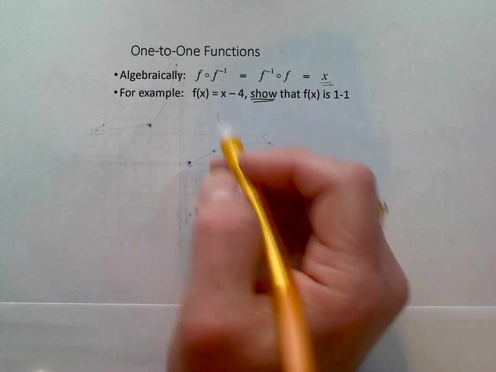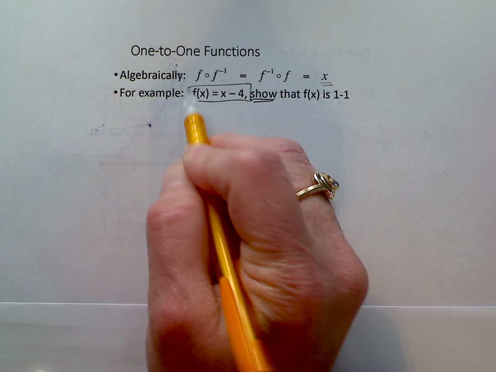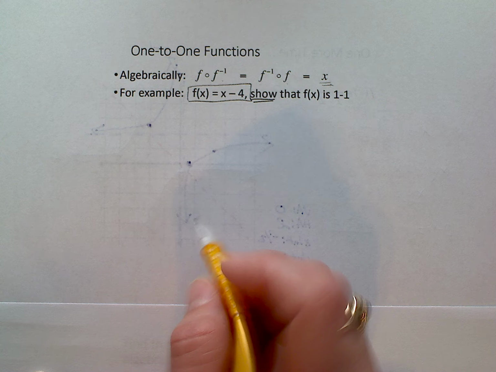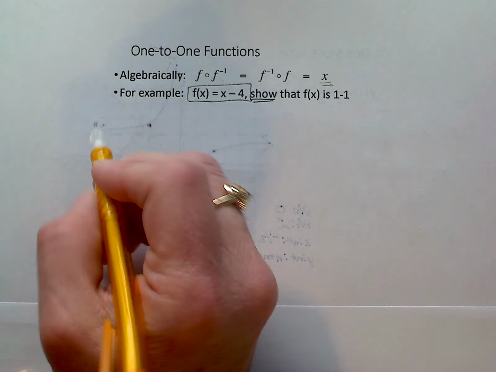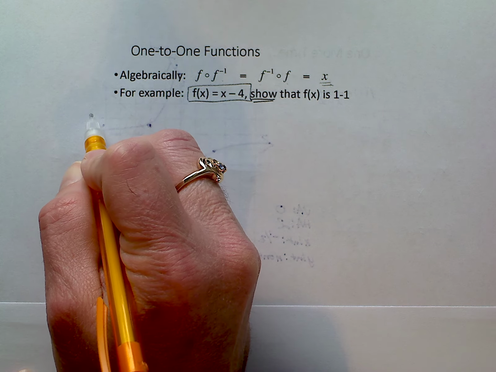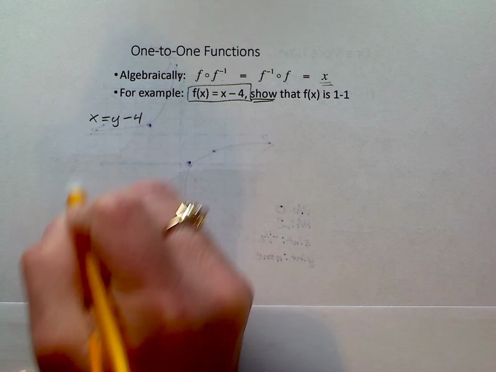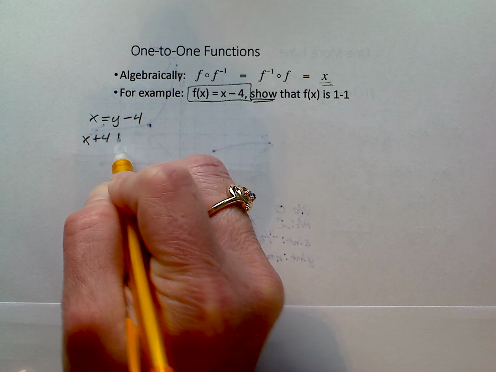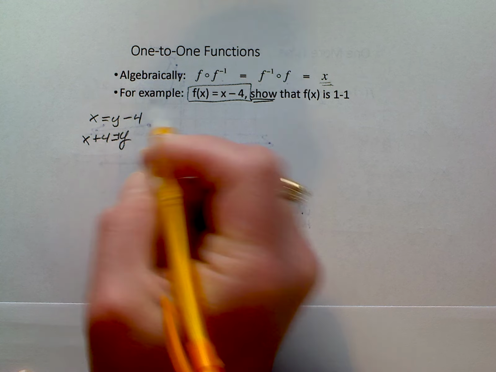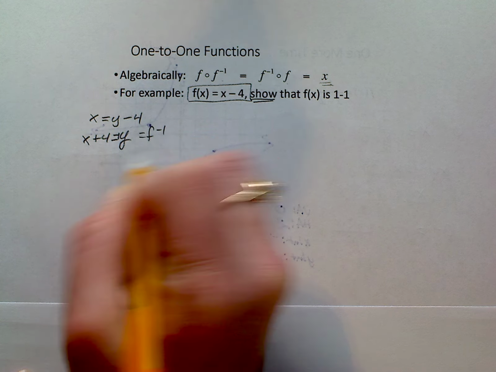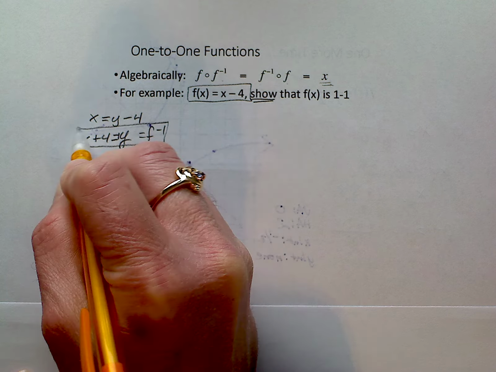Alright, so here's f of x. You know what we need? The inverse. So I'm going to go find his inverse. Remember what we do? Switch x and y, solve for y. Whew. Oh, that was rough. There's the inverse. x plus 4.